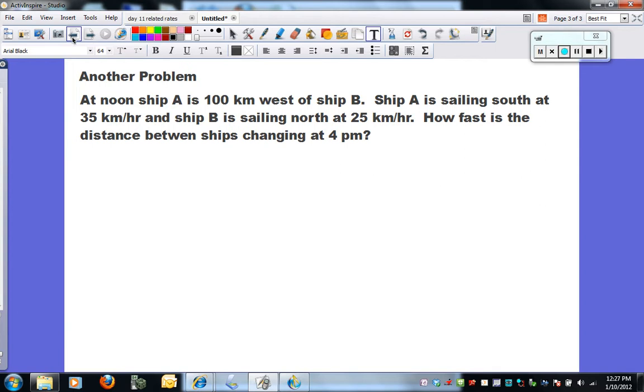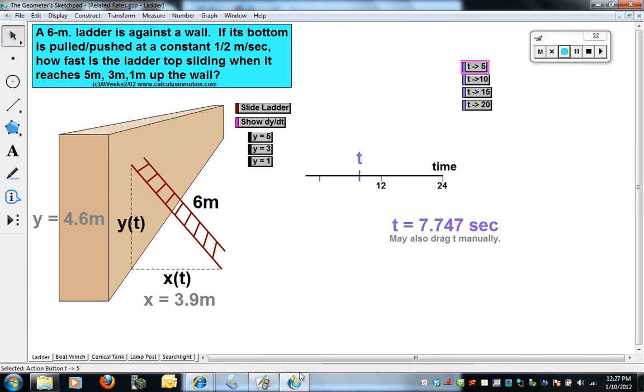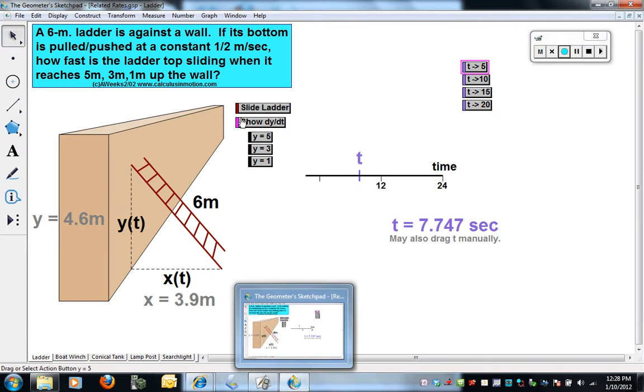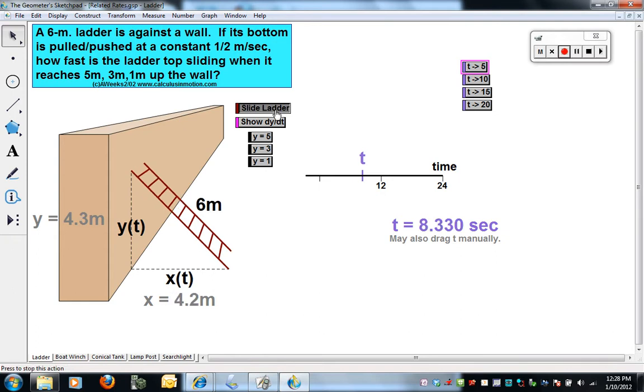That's a problem we're going to do in a moment, but I have a little animation I'm going to show you first. So, we have a 6-meter ladder against a wall. If its bottom is being pulled or pushed at a constant rate of 1/2 meter per second, how fast is the ladder sliding when it reaches 5 meters, 3 meters, 1 meter up the wall? So again, we have a rate that we know, this 1/2 meter per second, and we're relating it to other rates, how the ladder is coming down the wall, etc. So let's see what this is.